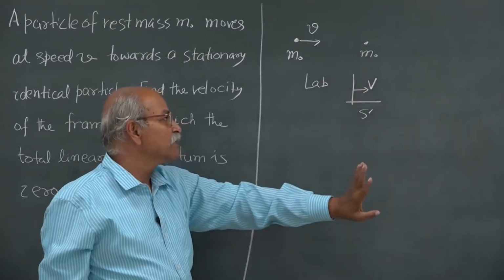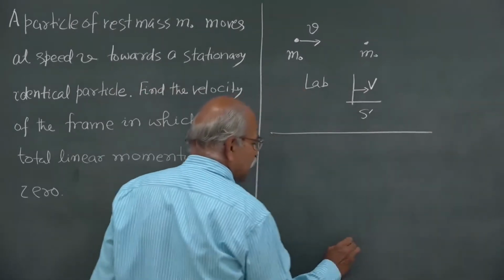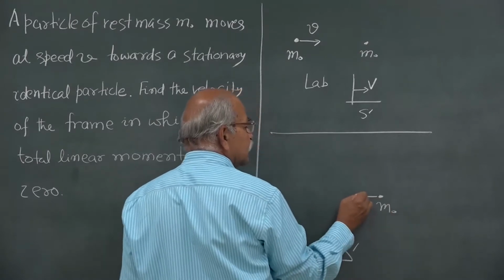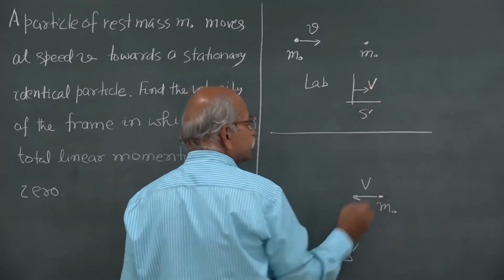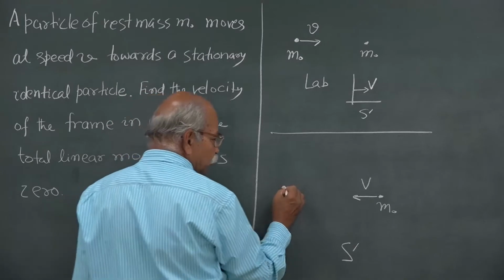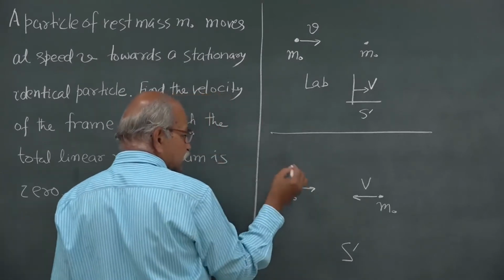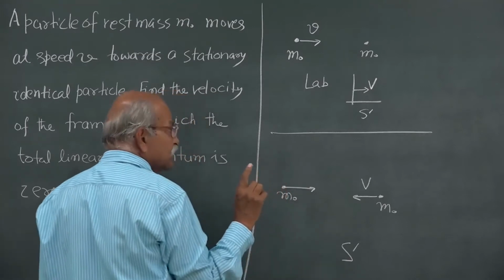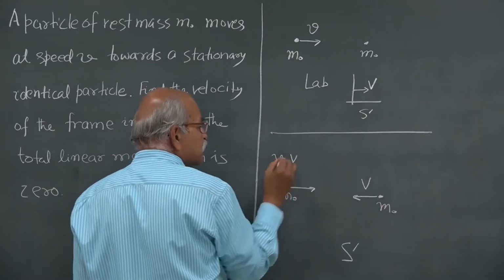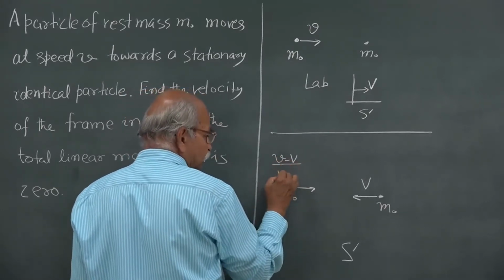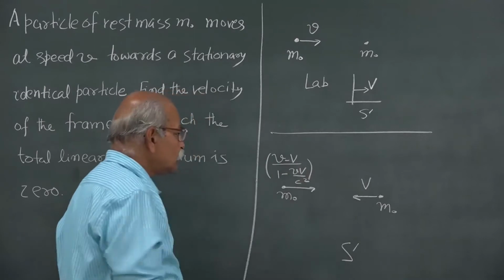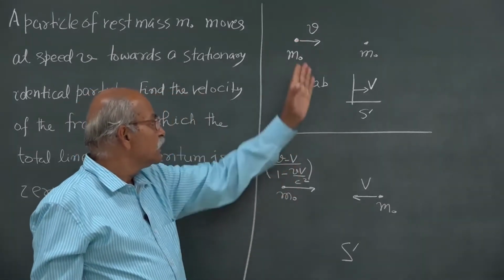Velocity of the second particle is very simple. In this frame S prime, if I see, then the second particle m0 will move in this direction with this velocity capital V. And the first particle will move with some velocity, and that velocity is given by the velocity transformation equation: v minus capital V divided by 1 minus v capital V by c square. That is the velocity of this particle in this frame.